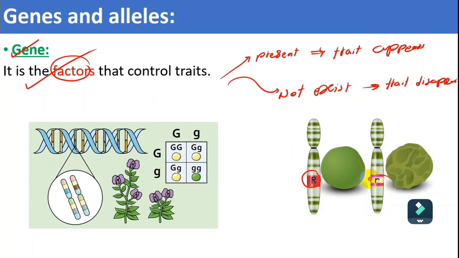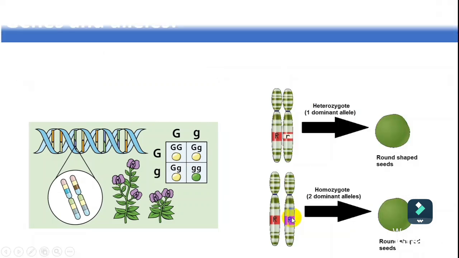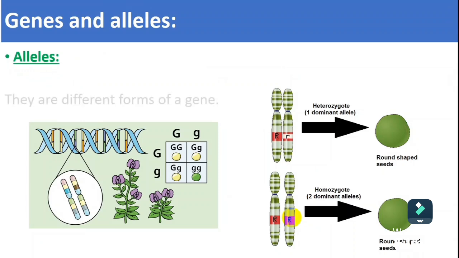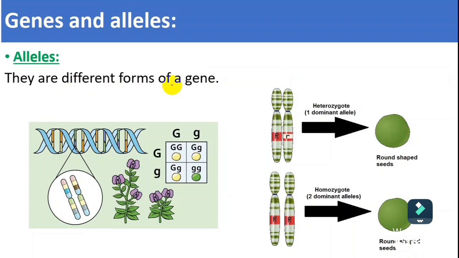The gene is represented by two alleles, for example R capital, r small. So what makes the gene is alleles. Again, what are alleles? Alleles are different forms of a gene. For example, G capital, g small. Two alleles make one gene.